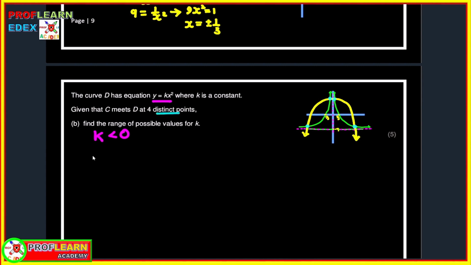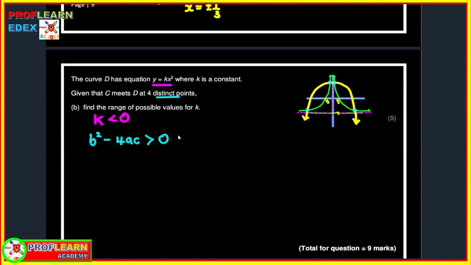Also, we are told distinct points, meaning the discriminant in that case must be greater than 0. So we are going to equate the two curves together. Then once we have equated, we are going to have a quadratic equation, and then try to use that quadratic equation in order to come up with the discriminant. And the discriminant now we shall say is greater than 0 in that case.